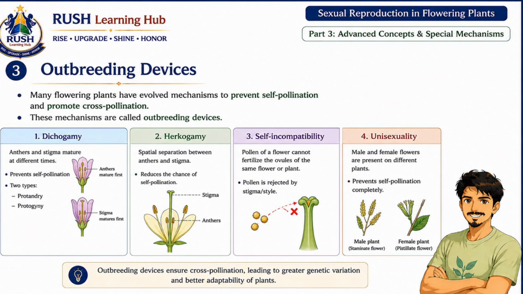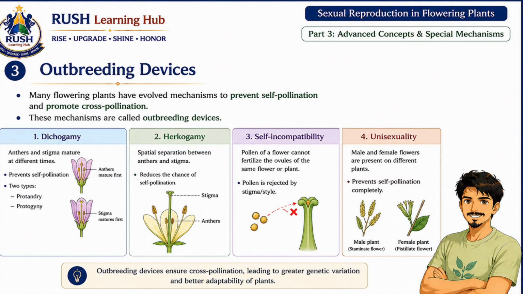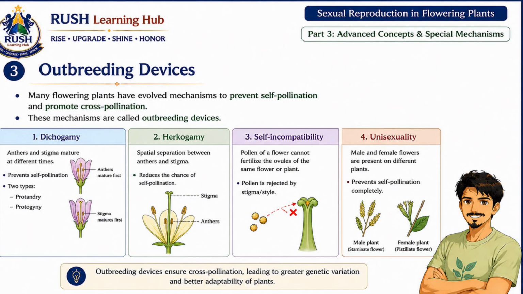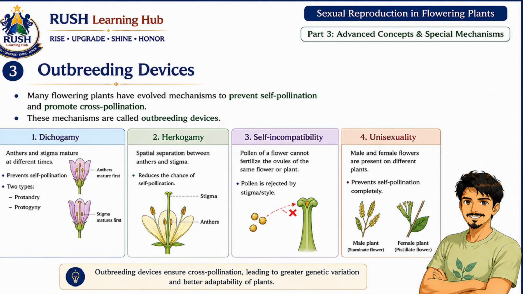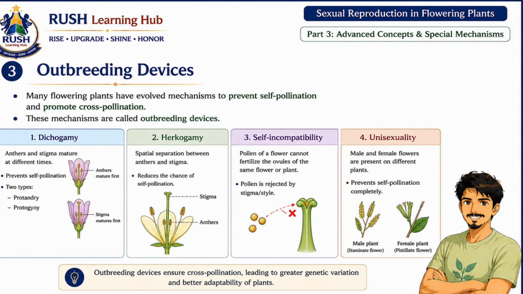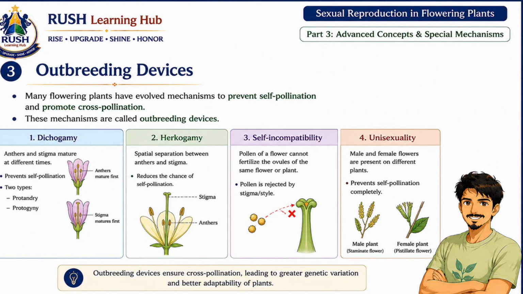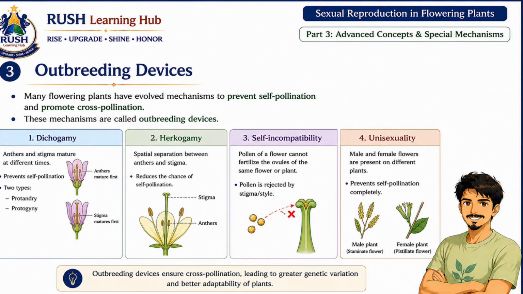1. Dichogamy. Dichogamy is a condition in which the anthers and stigma of the same flower mature at different times. As a result, when pollen is released, the stigma is not ready to receive it, or when the stigma becomes receptive, pollen release has already occurred. This prevents self-pollination. Dichogamy occurs in two forms.